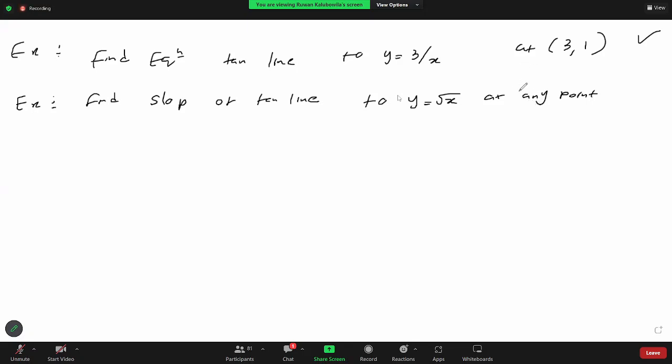Earlier you have a point. Now they ask for the slope of the tangent line at any point. So this one you can do, right? So what is happening there?